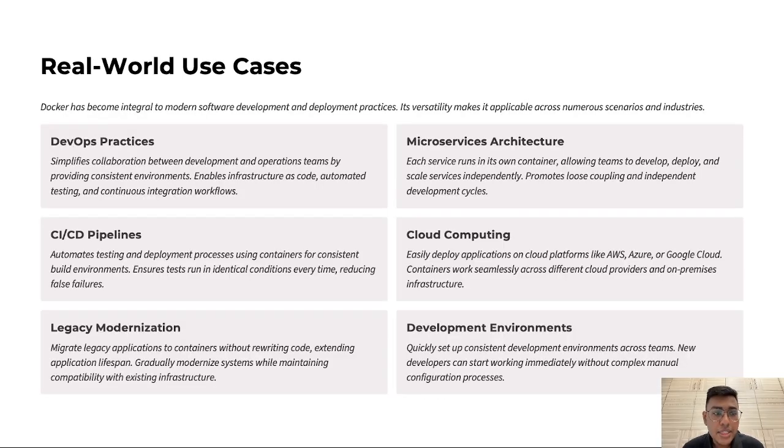The real world use cases of Docker are as follows. It is used in DevOps to improve collaboration between teams. In microservices architecture, each service runs its own container. It is also used in CI/CD pipelines to automate testing, development, and deployment. Additionally, Docker is commonly used in cloud computing and for modernizing legacy systems.